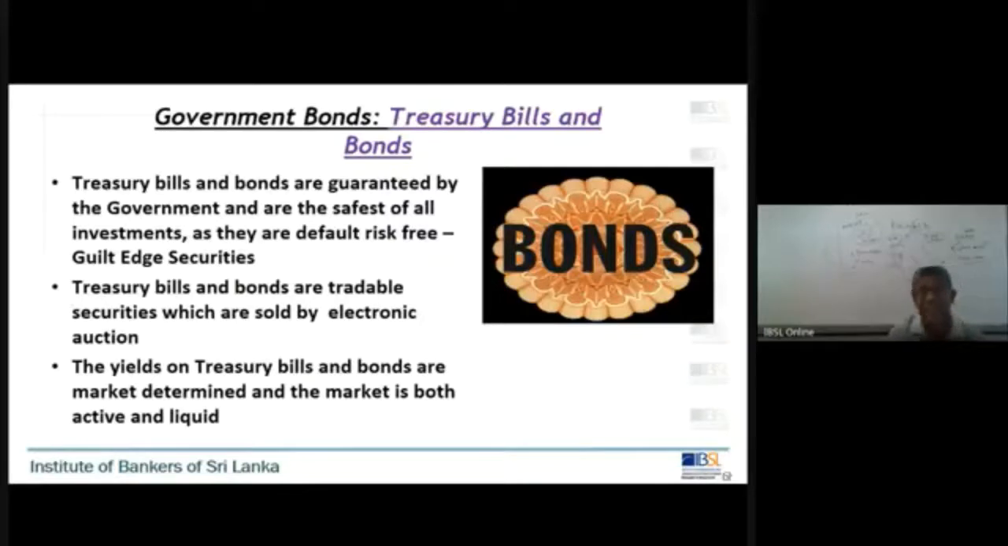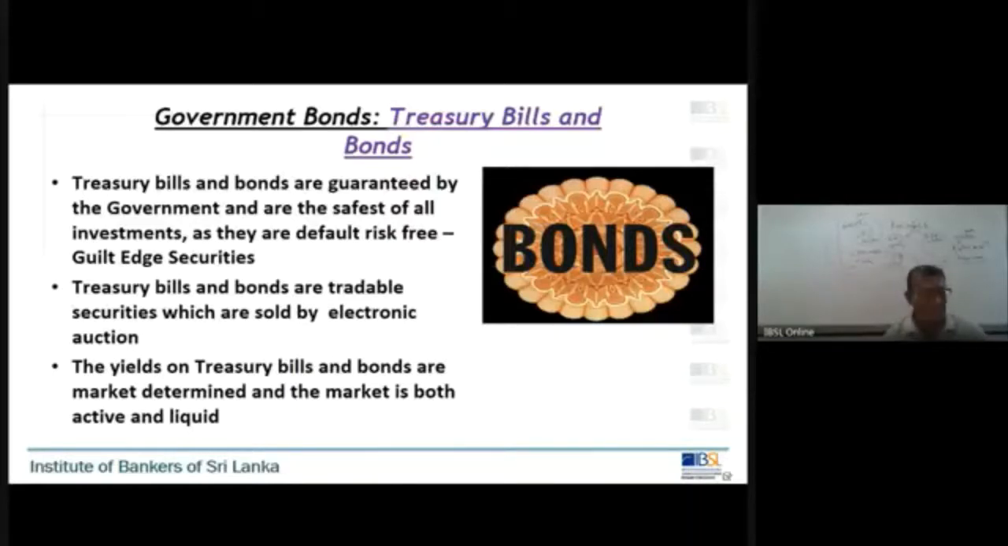Now, recently, another primary dealer requested from the Central Bank. They said they can't do the treasury primary dealer business in Sri Lanka anymore. They voluntarily asked for the cancellation of their license. What is that company? Can anybody tell me?